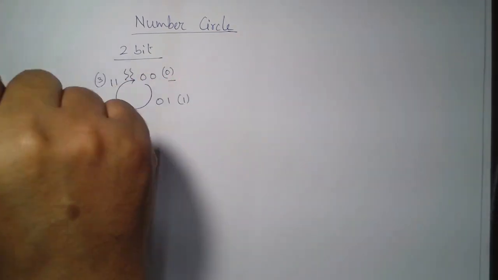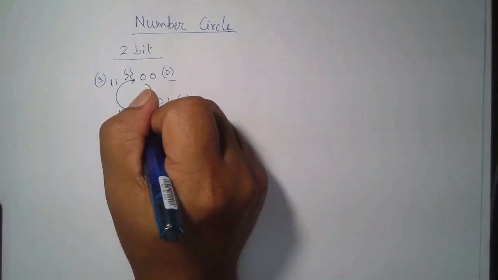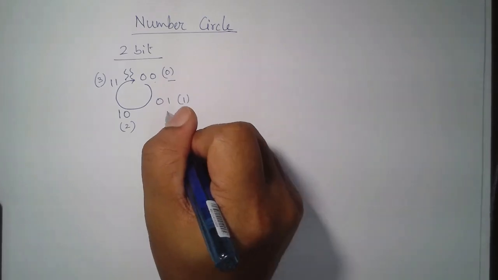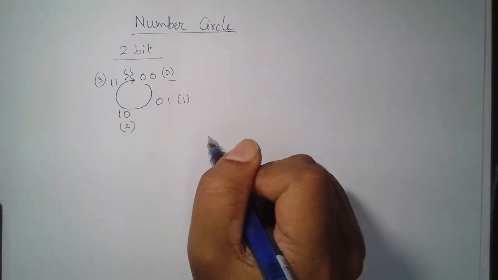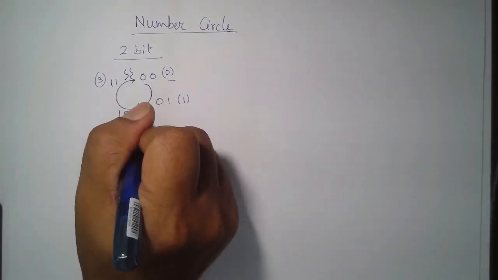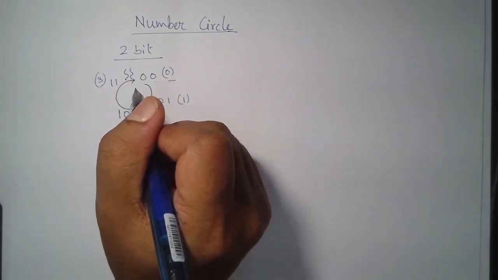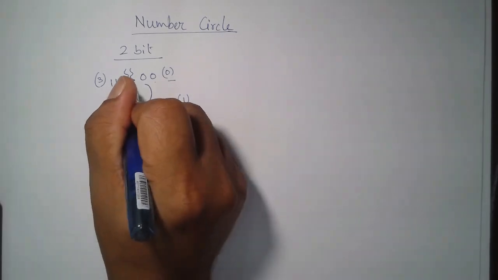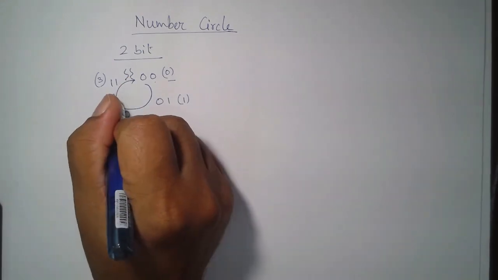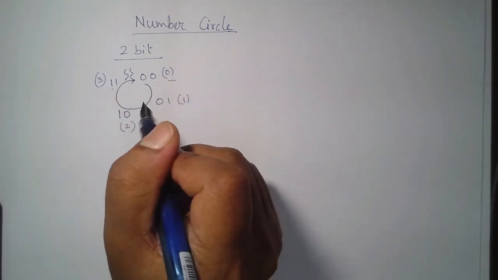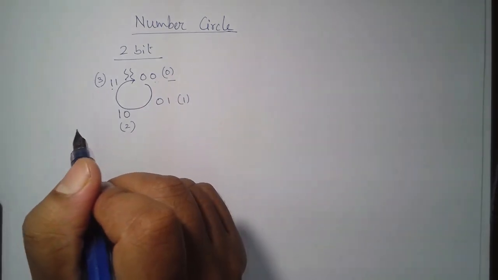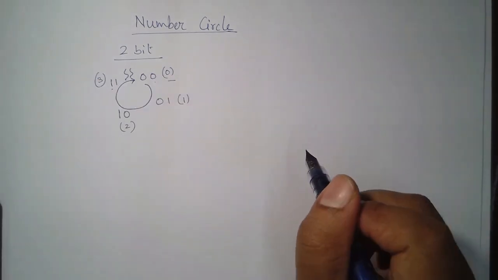Whenever you go clockwise, you increment your number. If you go from 0 0 to 0 1 clockwise, you are incrementing the number, and if you go in the reverse direction, anti-clockwise, your numbers decrease. The only thing is there is a break point when you jump from 1 1 to 0 0. So, this is the number representation when you have only positive numbers.